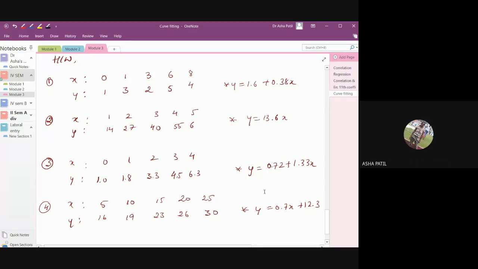Ma'am, for the second question, is the last number 6 or 68? I'll just check. Wait 1 second. Which question is it? 1427. 68 it is. Take this value correctly, 68 this is.